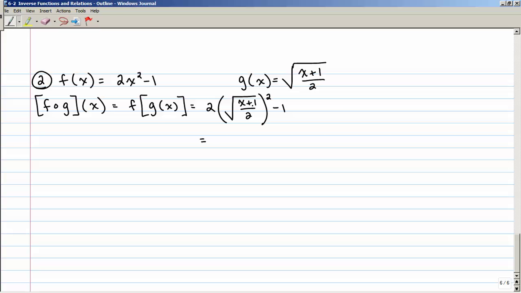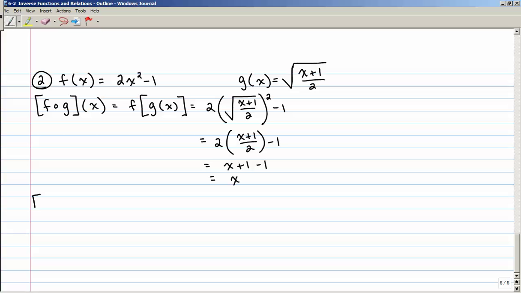So the 2 is going to be multiplied by this squared. The square root squared is just the stuff under the square root sign, so x plus 1 over 2. The squared and the square root cancel each other out. Now 2 times that, my 2's will cancel. x plus 1, those 2's cancel each other out, so I have x plus 1, and then minus 1, that's equal to x. That's a good thing. So f of g of x equals x.